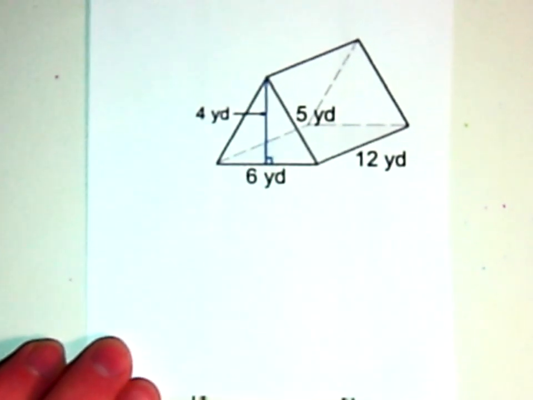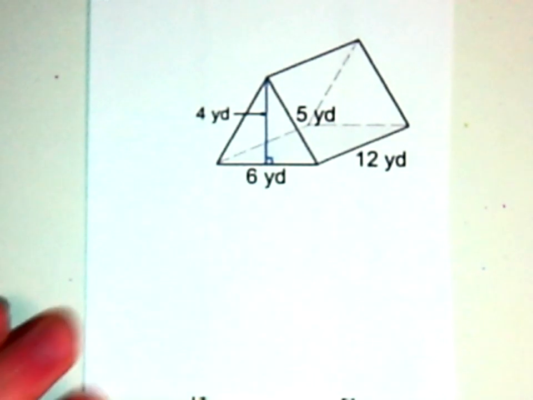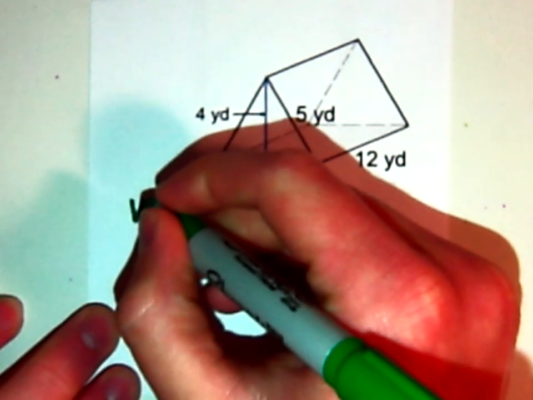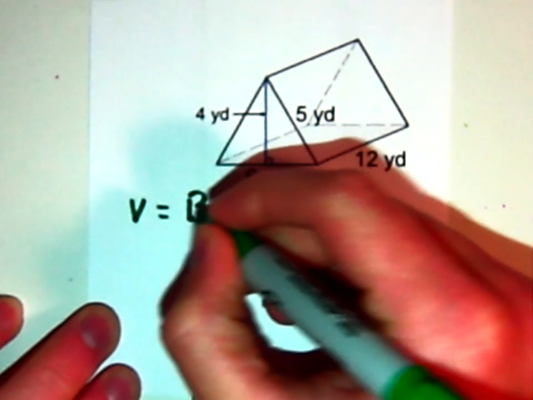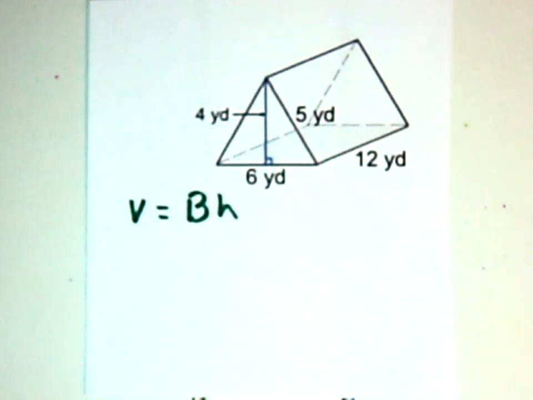Now, how we find volume is first we need the volume formula, and that's volume equals capital B multiplied by height. In this case, that capital B means we are multiplying the area of the base times the height. So we need to find the base shape, and then we need to find the height. So we're really going to look for three numbers.